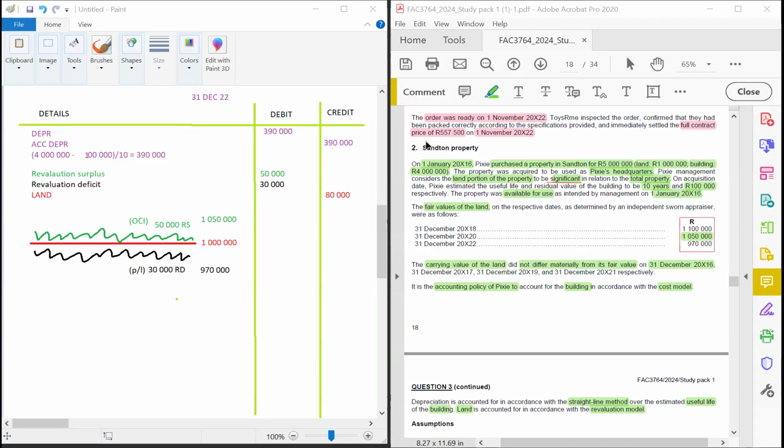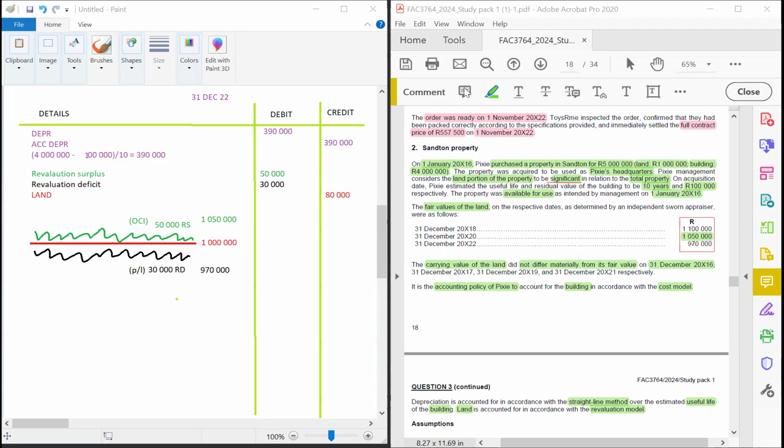Lerato says, why is the fair value on 31st December 2018 not taken into account? Because in 2020 we would have revalued from the 1.1 million to this 1,050,000. So this adjustment would have already been done in the 2020 financial year. That's why we would not take into account the 2018 financial year, as it has been adjusted for. Does it make sense, Leonard? Okay, great.